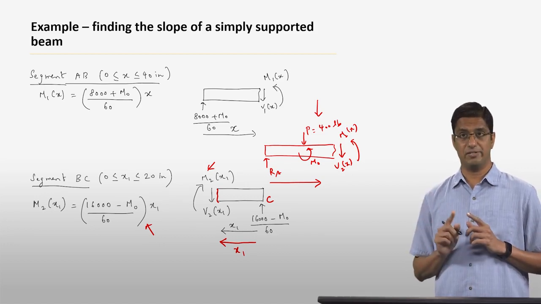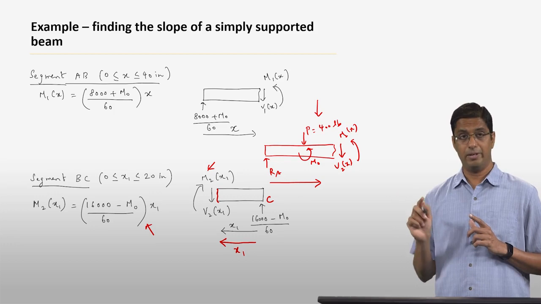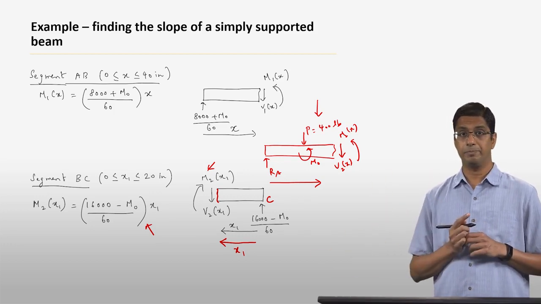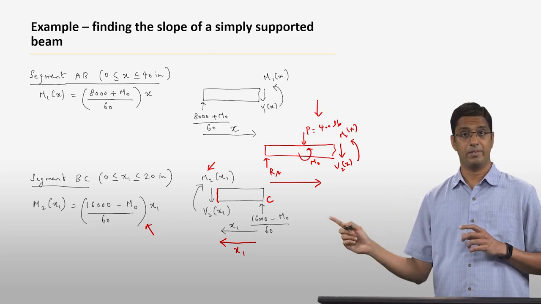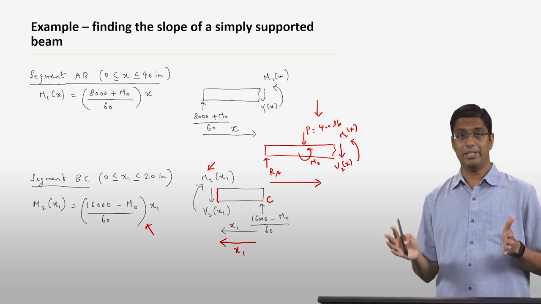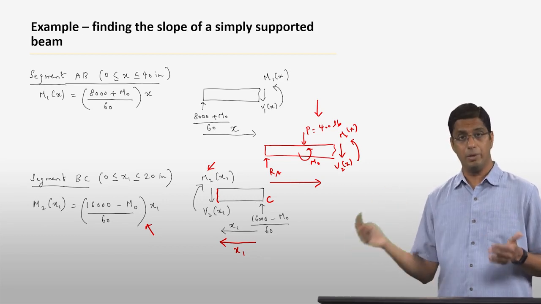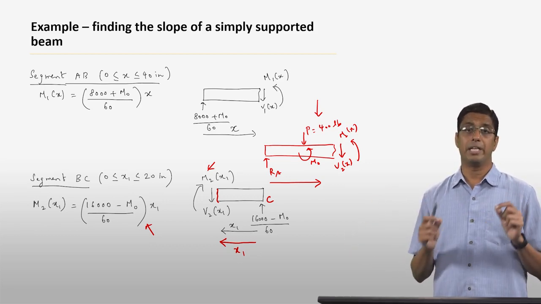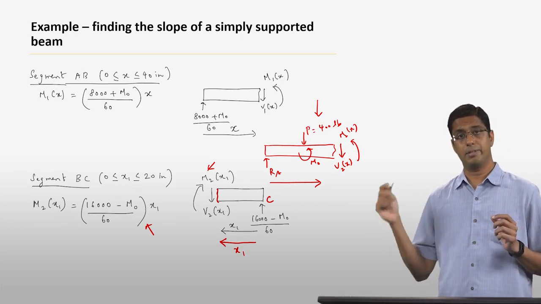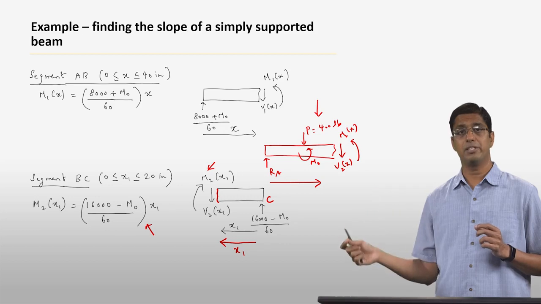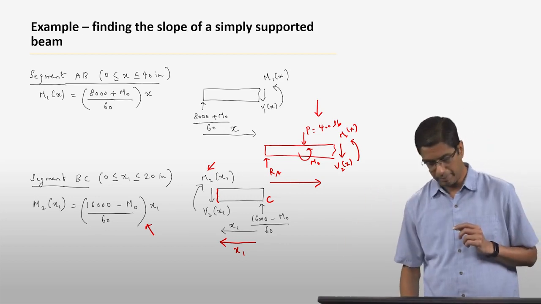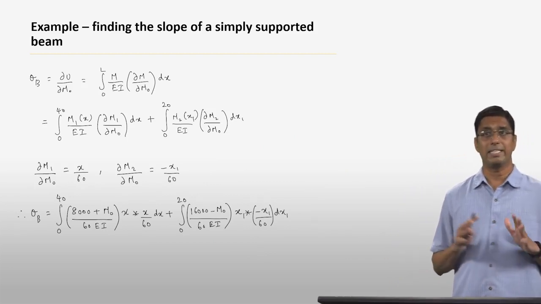So when I integrate this function, m2 of x squared, to find the strain energy, I have to integrate from 0 to 20, not 40 to 60. This is very important. If you change the segment that you're looking at and you're looking at a different coordinate system, then you have to put the appropriate limits for that coordinate system. I am defining x1 here from right to left, so essentially my limits for x1 will go from 0 to 20. That is something you must keep in mind. Once you keep that in mind, it's actually very simple.